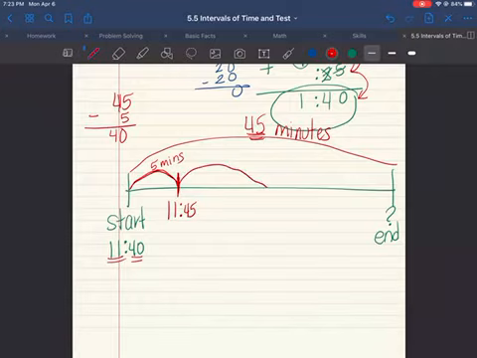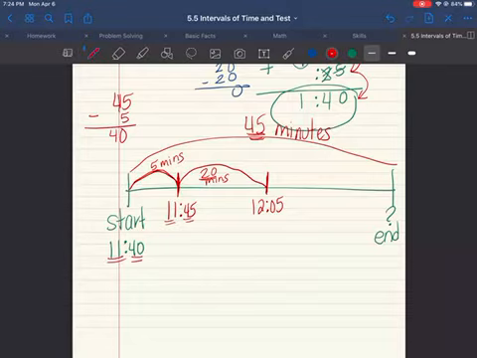I'm going to jump again. I'm going to go ahead and do another mountain, and this mountain is going to be for 20 minutes. If I'm at 11:45 and I add 20 minutes, where would I end up? 11:45 plus 20 would be 12:05.